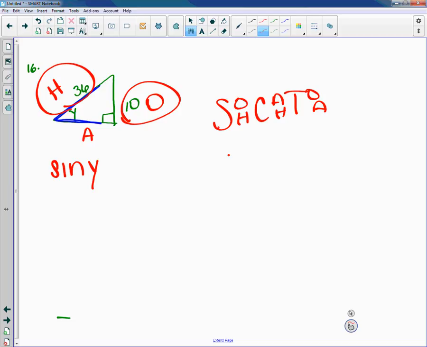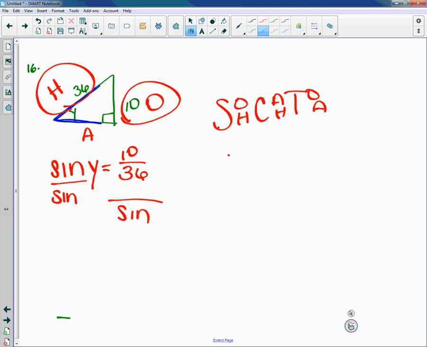O and H is sine. If I had A and H, then I would use cosine. Okay? Now, the sine of y is equal to 10 over 36. Now, if I was to get y by itself, and this is about to be an Algebra 1 thing that you all probably don't remember, I need to divide by sine, correct? All right, but I do not have a value for sine.